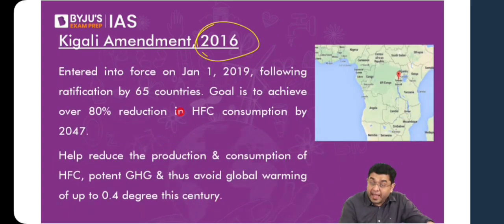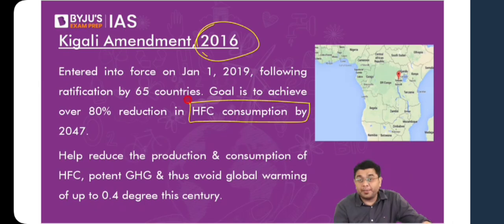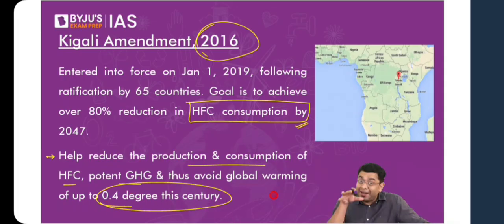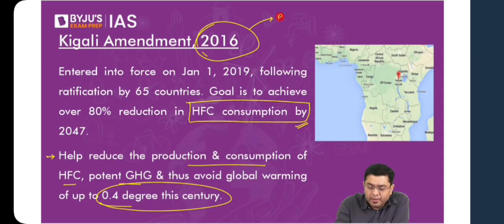Now, this is having a goal of reduction of HFC consumption, hydrofluorocarbon consumption, right? So this will help reduce the production and consumption of HFC, which was a potent greenhouse gas, and thus avoid global warming of up to 0.4 degrees Celsius in this century itself. So you can understand and imagine the impact created. Now, again, this Kigali Amendment was a very nice amendment to be brought about because this brought about a phased target mechanism.